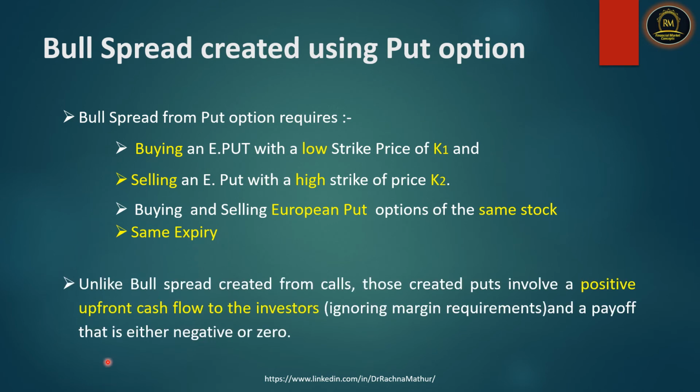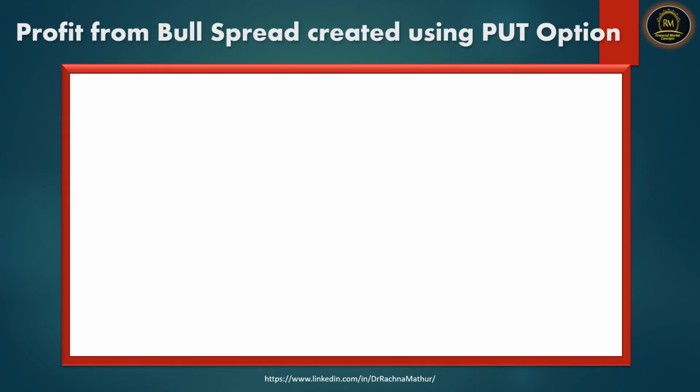Besides this, it is important to know that unlike a bull spread created from calls, those created from puts involve a positive upfront cash flow to the investor, ignoring margin requirements, and a payoff that is either negative or zero. So let us see the bull spread created from put options with the help of the figure.